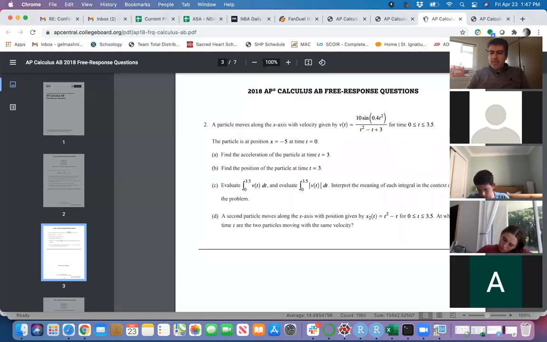Now for part D, you have a second particle. It moves with that position function. You want to know at what time they are both moving at the same velocity. So you need to get the velocity function from the position function. Well, that's easy. That's just doing a derivative. You guys should totally know that. They use x for position. I like using s. Doesn't matter.